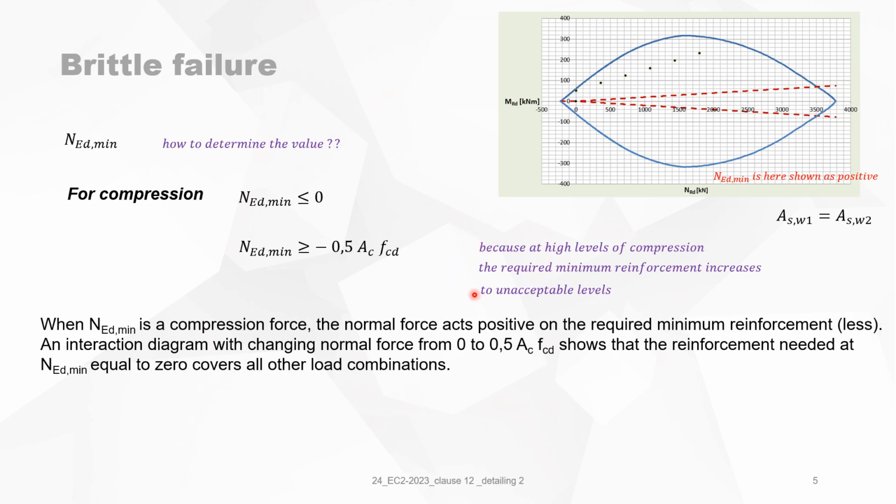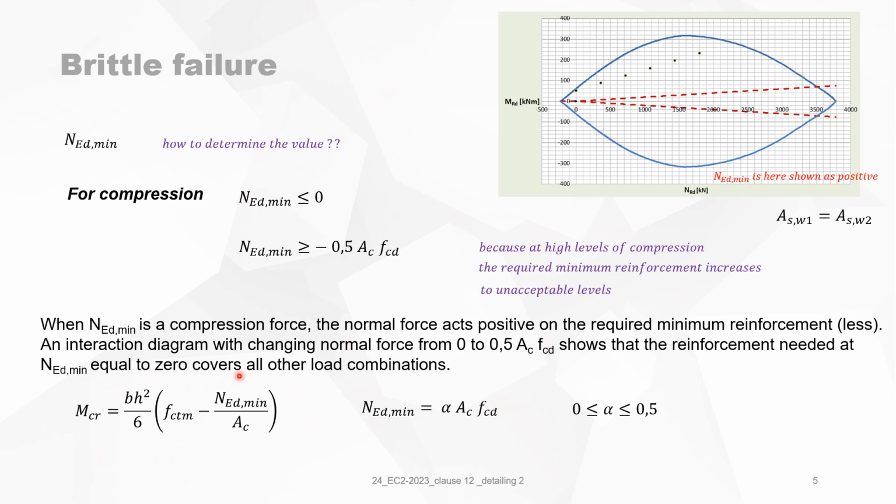We will demonstrate this when, for instance, NED mean is a compression force. The normal force acts positive on the required minimum reinforcement, because then it will be less. An interaction diagram with changing normal forces from 0 to 0.5 AC FCD shows that the reinforcement needed at NED min equal to 0 covers all other load combinations.